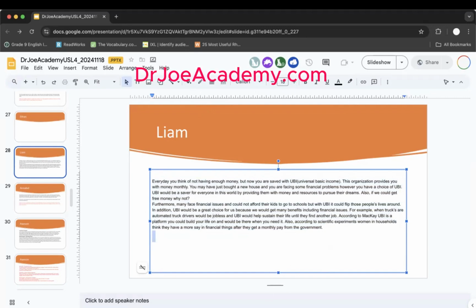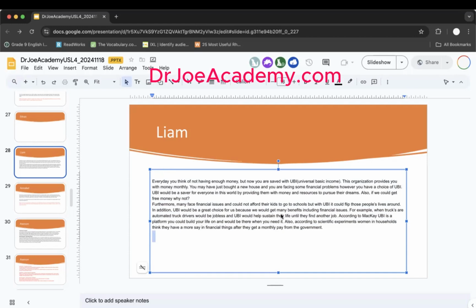Every day you think of not having enough money, but now you're saved with UBI, Universal Basic Income. This organization provides you with money monthly. You may have just bought a new house and you're facing some financial problems. However, you have a choice of UBI. UBI would be a saver for everyone in this world by providing them with money and resources to pursue their dreams. Also, if you'll get free money, why not?